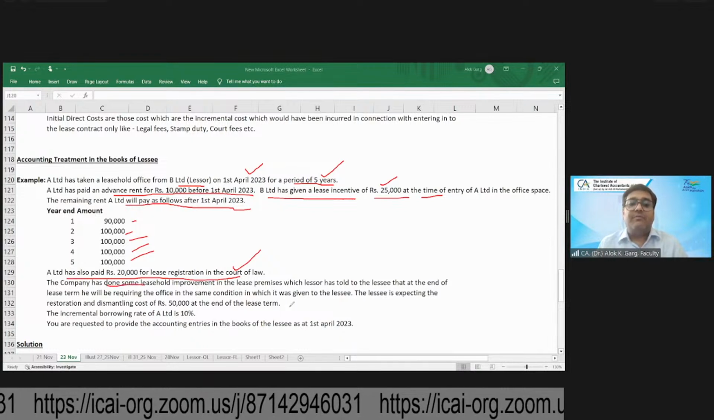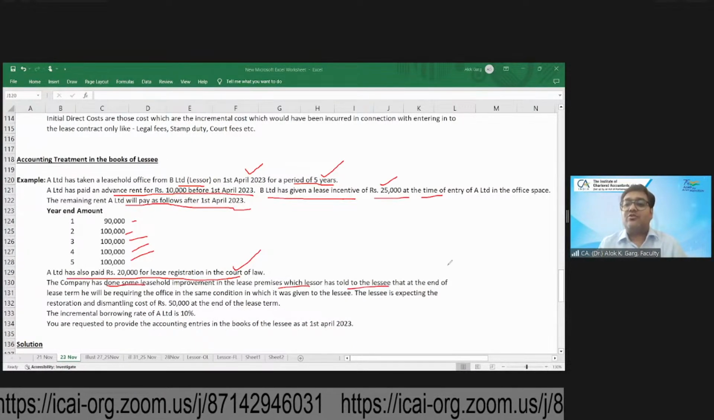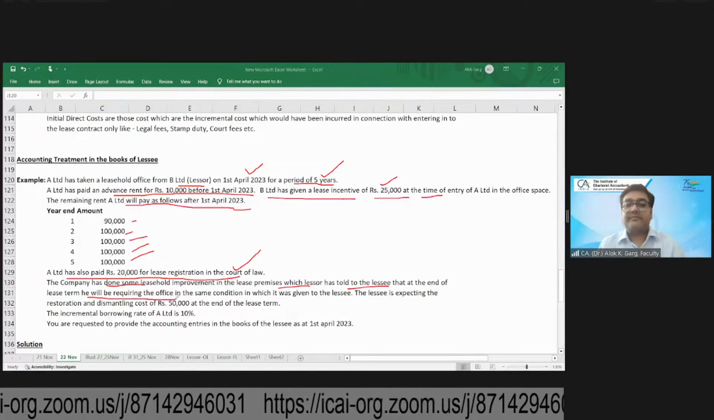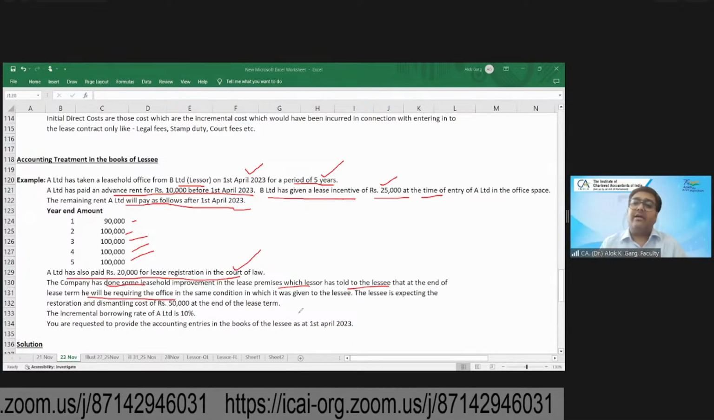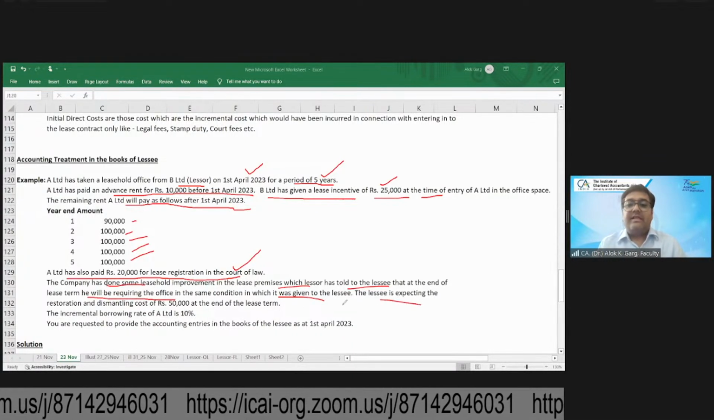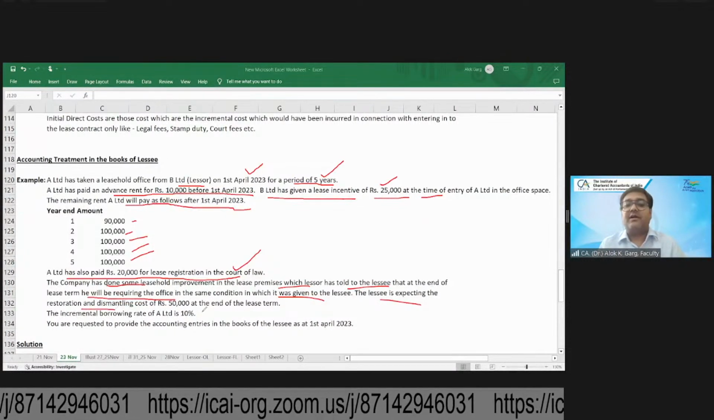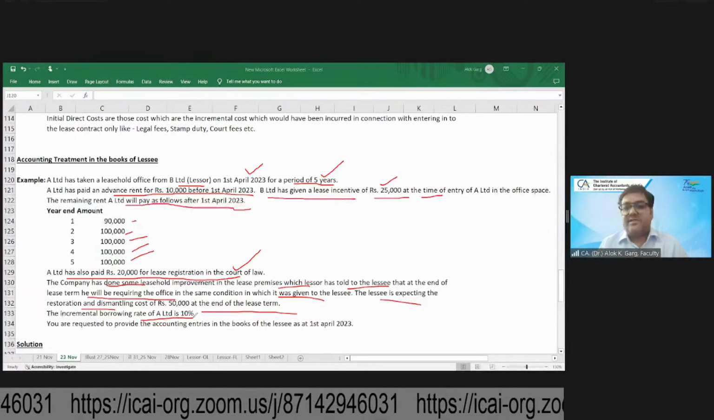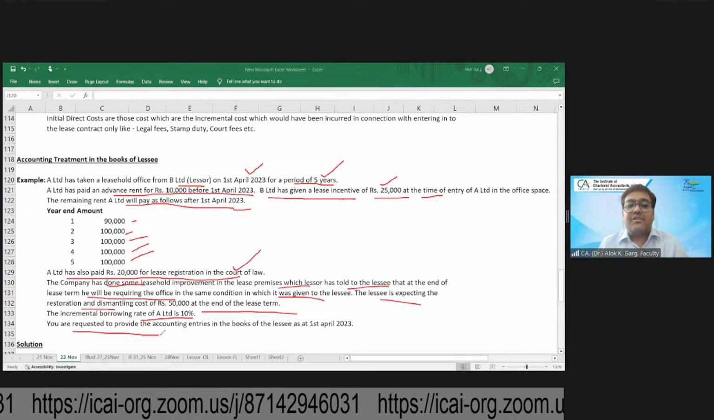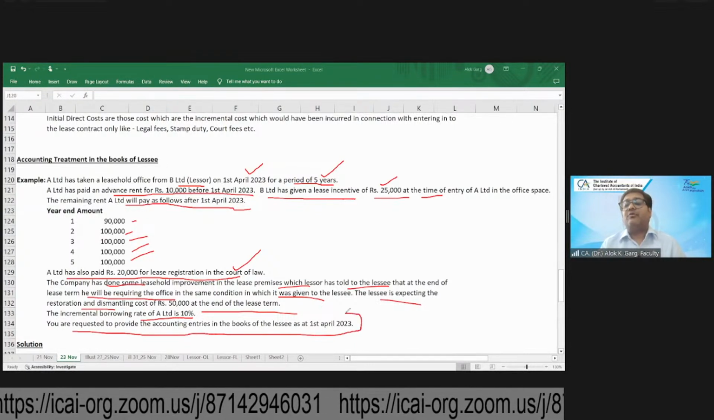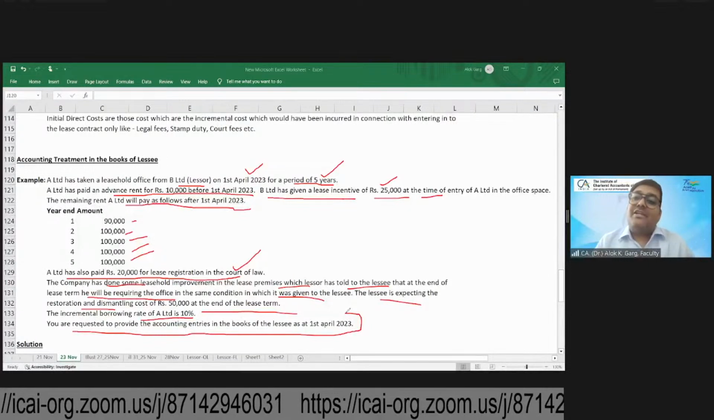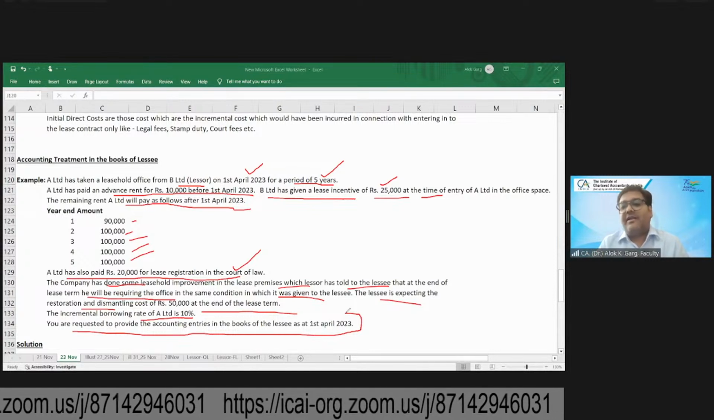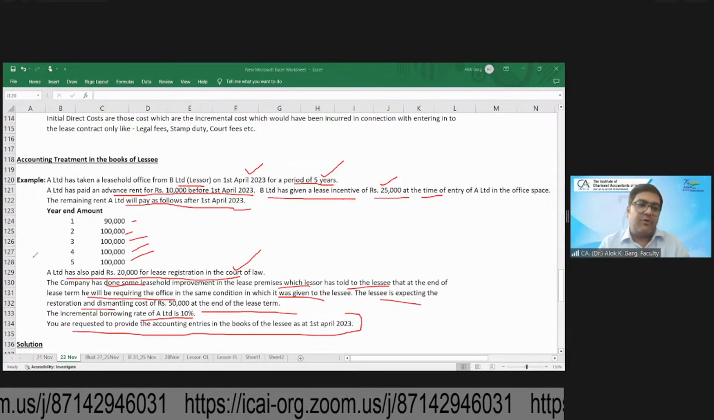The company has done some leasehold improvement in the lease premises, and the lessor has told the lessee that at the end of the lease term he will require the office in the same condition in which it was given to the lessee. The lessee is expecting a restoration and dismantling cost of 50,000 at the end of the lease term. The incremental borrowing rate of A Limited is 10%. You are requested to provide the accounting entries in the books of the lessee as on 1st April 2023. So in this question, all the elements are there for the right of use asset calculation, and it is also talking about the accounting entry. So let's solve this problem.